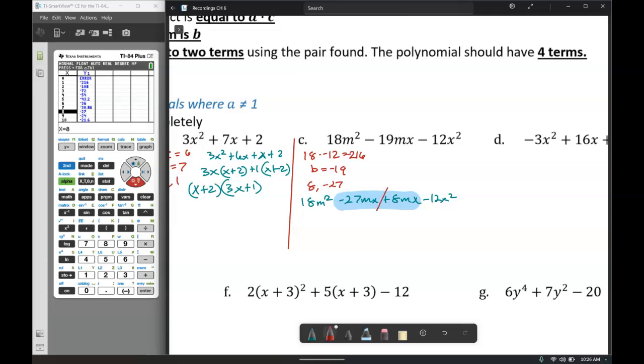Factor by grouping. 9m, 2m minus 3x, plus 4x, 2m minus 3x, 9m plus 4x, 2m minus 3x.